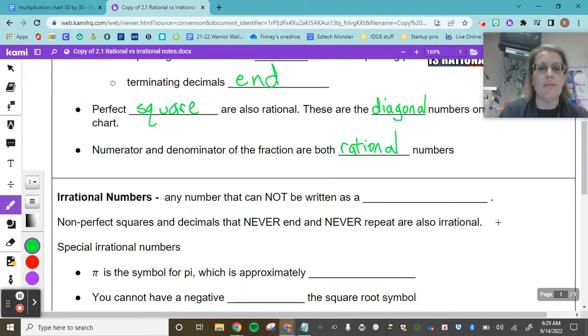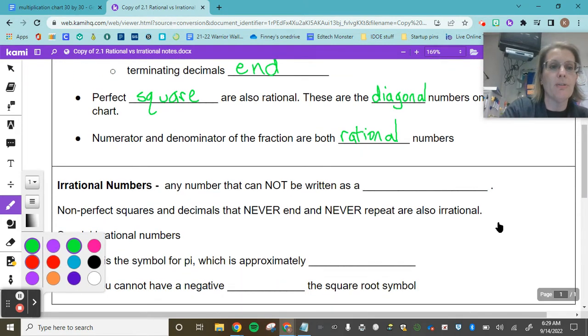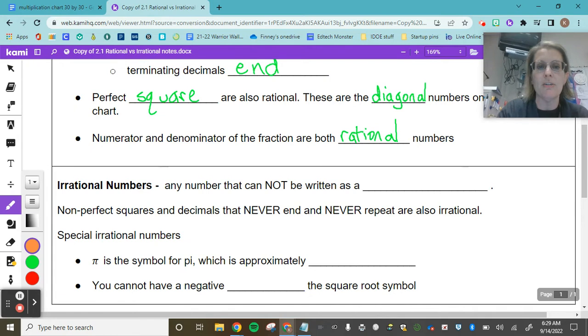Now let's talk about the opposite of that. So irrational numbers are the opposite of what we just said. An irrational number is any number that cannot be written as a fraction.